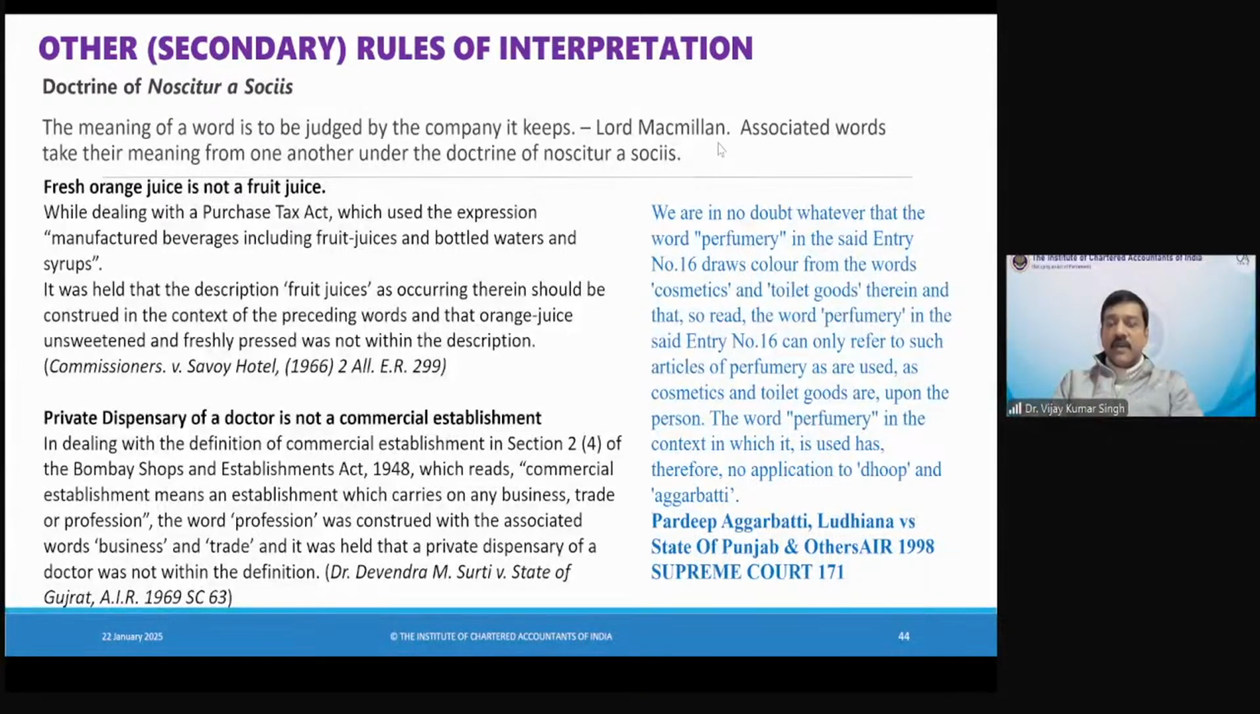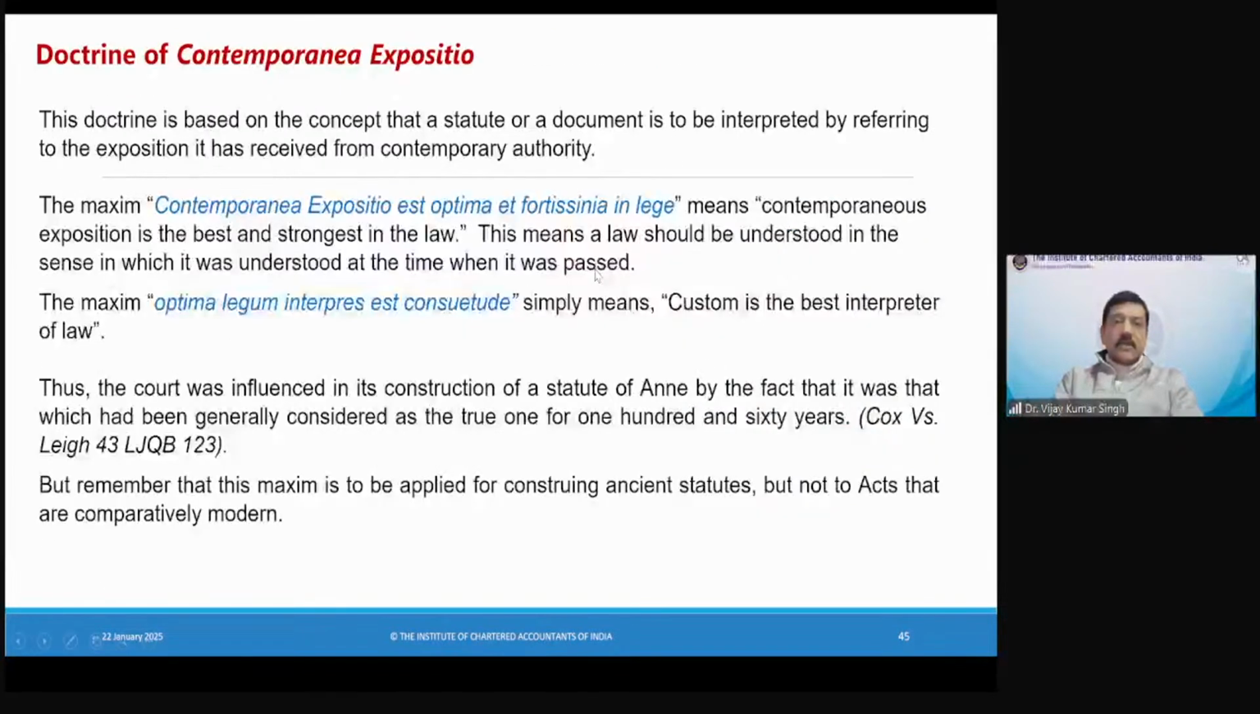Fine. Now, let me take you to the other provision here. There is another doctrine which is called doctrine of Contemporanea expositio. This doctrine is based on the concept that a statute or a document is to be interpreted by referring to the exposition it has received from contemporary authority.